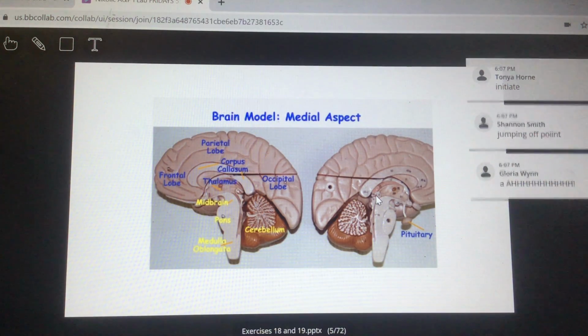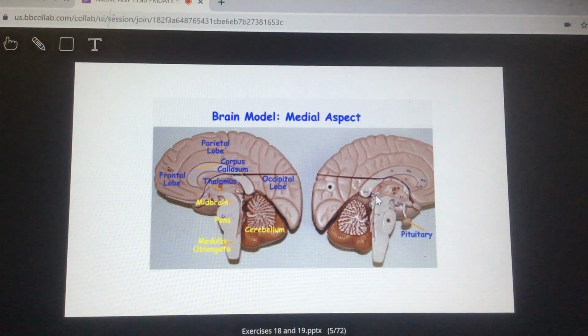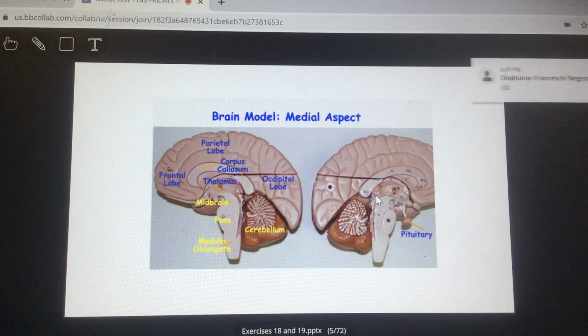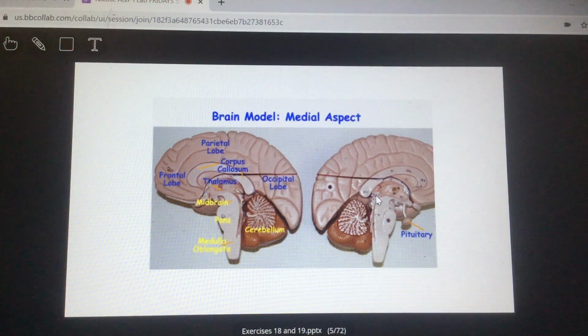Initiate. That's not bad. Initiate, jumping off point. That's not bad. Gloria's like, those are all good words and emotions to express. Eureka! That kind of does all of it. Initiate and jumping off point. Eureka! I don't know. Let's do it, people.